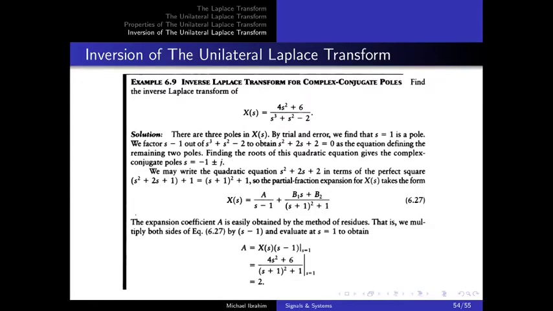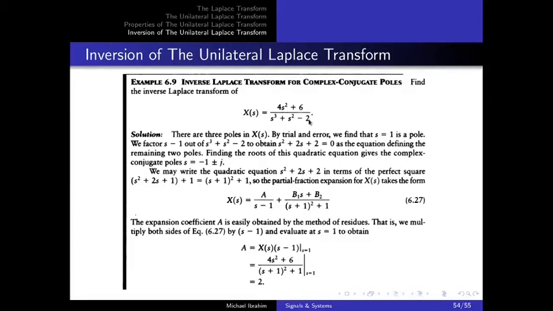In the next example, we need to find the inverse Laplace transform of this function. X of s is equal to 4s squared plus 6 over s cubed plus s squared minus 2. It's a proper rational function, because the numerator is of order 2 and the denominator is of order 3, so we do not need to do long division. We'll start with partial fraction right away. In order to do partial fraction, we need to factorize the denominator first.